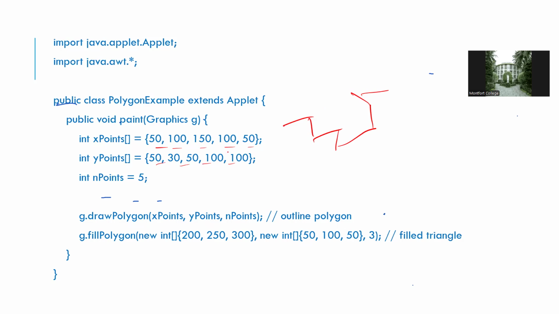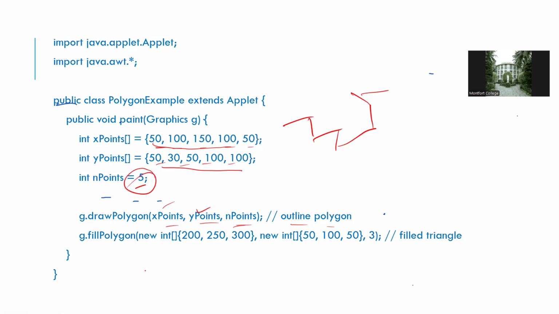You can give some random numbers, and here the number of vertices we have to give. And for the outer polygon, here you need x points, y points, n points. In the place of x points, all these values will be taken. In the place of y points, all these values will be taken. And in the place of n points, this number 5 will be taken.